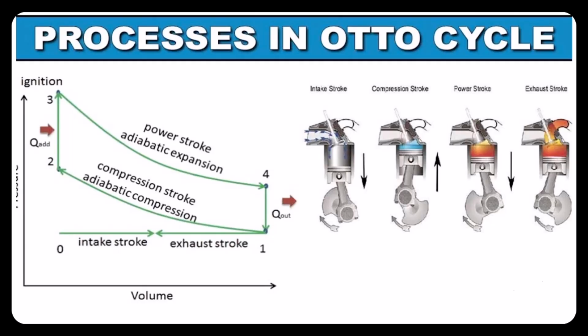The piston moves up, compressing the mixture. The pressure rises exponentially. In CNG engines, the compression ratio is relatively low to prevent knocking. Okay. And three, combustion, a constant volume process.